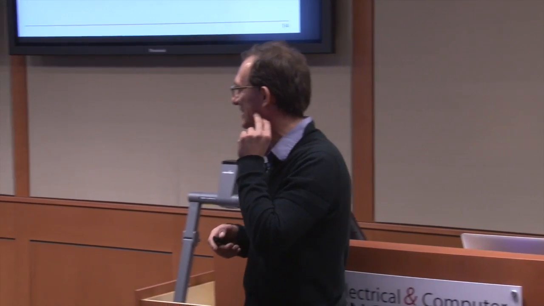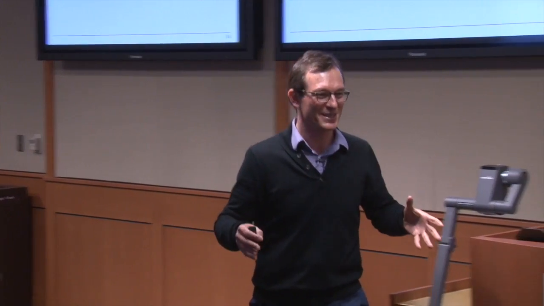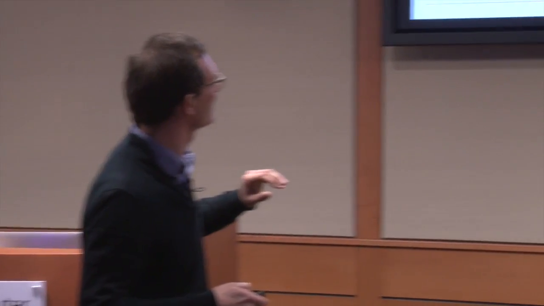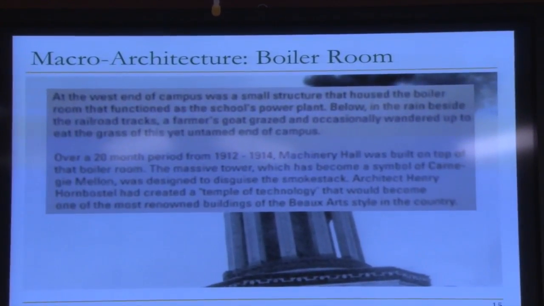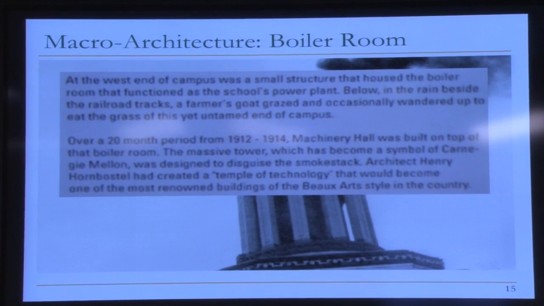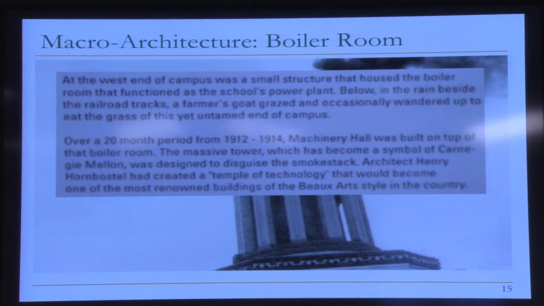Hammerschlag Hall, someone says. And they're right. That's true, actually. So this thing that we're in today was a boiler room at some point. It was like this. This is a picture from, I believe, the 1970s. At some point, at the west end of campus was a small structure that housed the boiler room that functioned as the school's power plant. Below, in the rain beside the railroad tracks, a farmer's goat grazed.